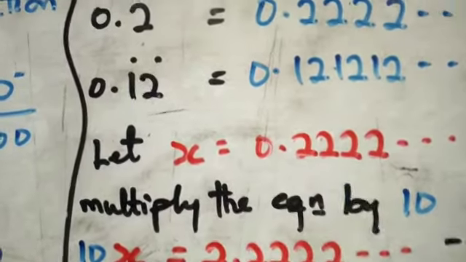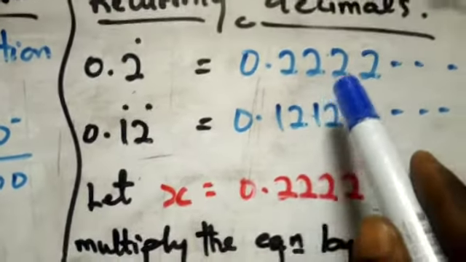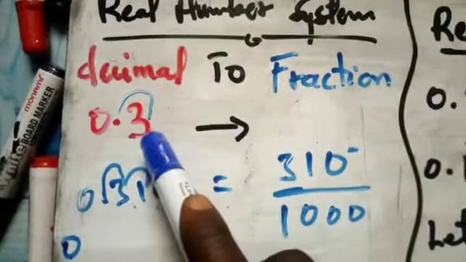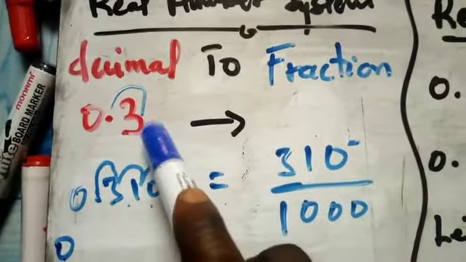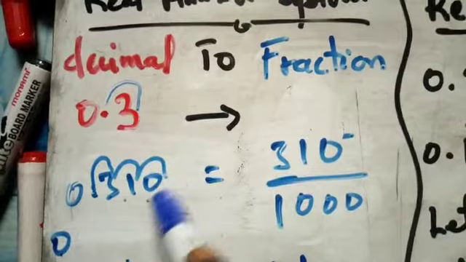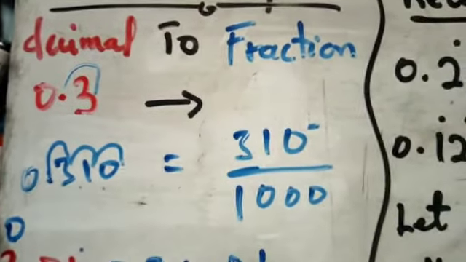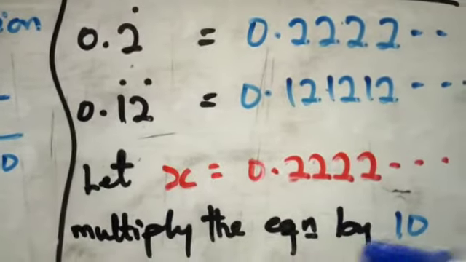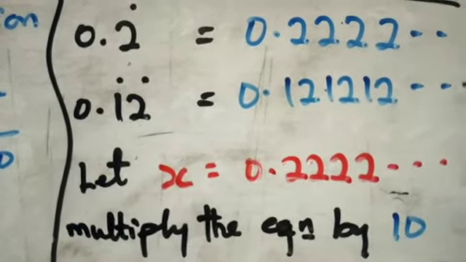Now let's go on. How do you solve this? We cannot convert this like the case where you have a terminating decimal. By terminating, I mean the number after the decimal point ends. In that case, we know how to convert it. But what about this one? This is how you do it. Just pay attention to the law.